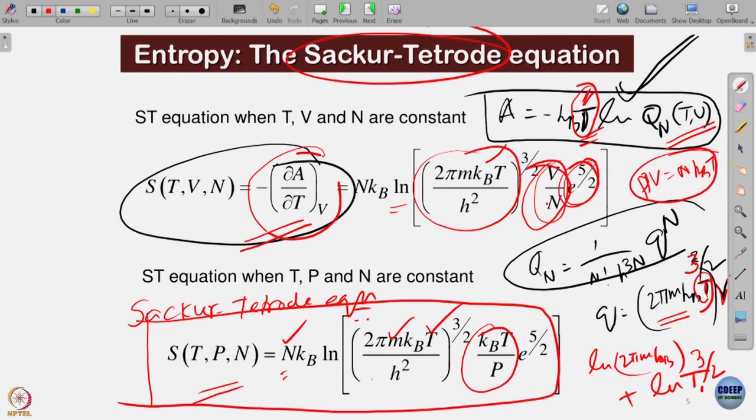But before I go, I really want to impress upon you the beauty of this equation: this is where the temperature comes in as 3 over 2. So if I combine the temperature with this, it becomes T to the power 5 by 2. These are much less known and much less emphasized, but these are the elegant, beautiful things.